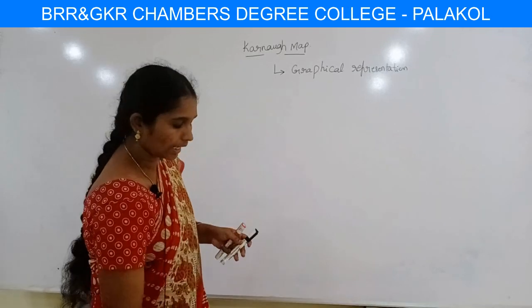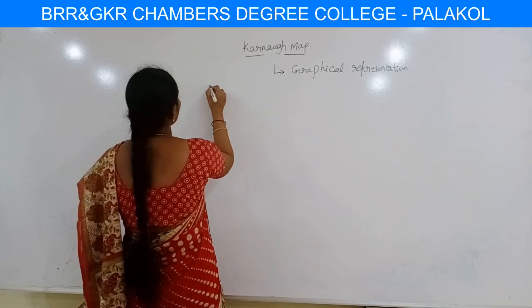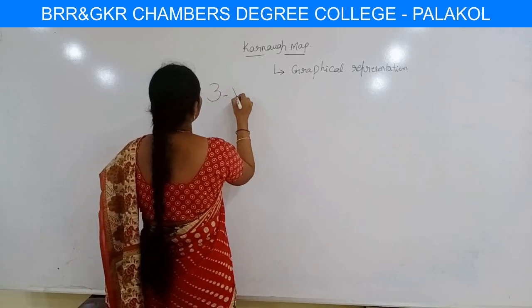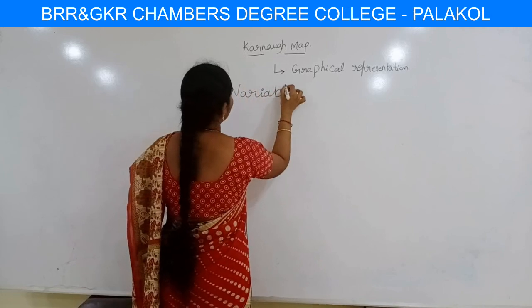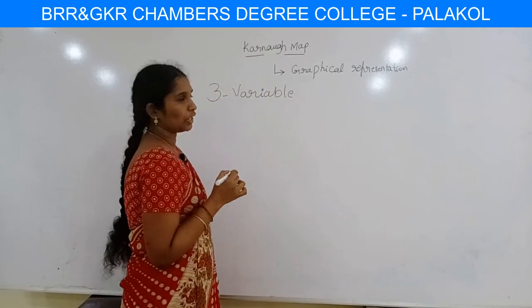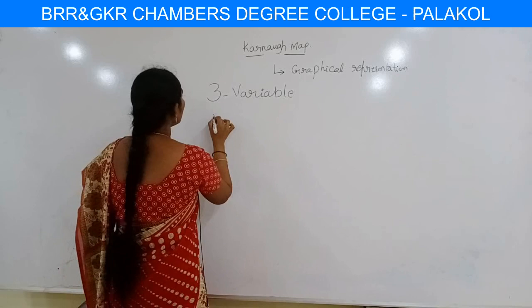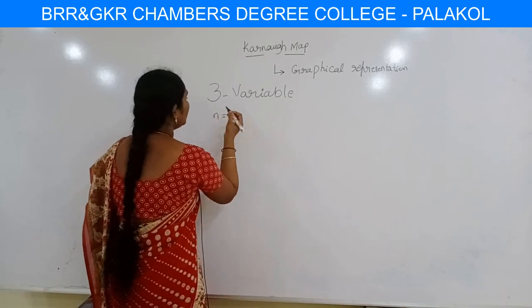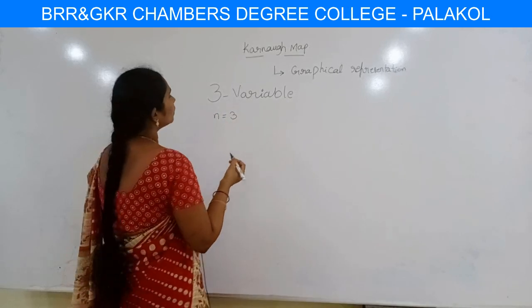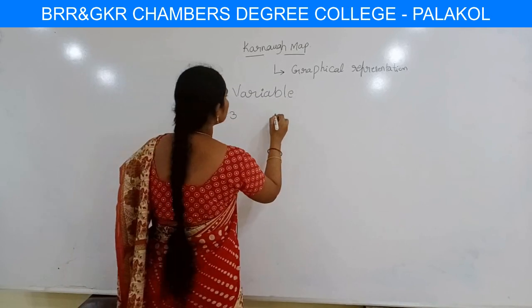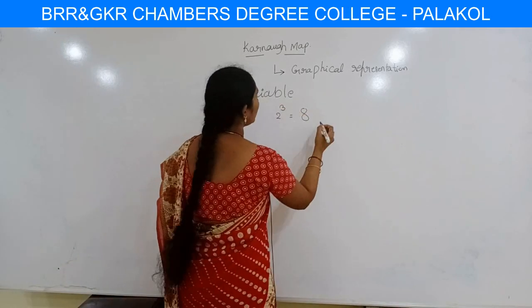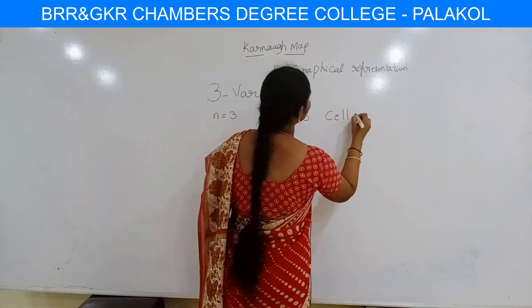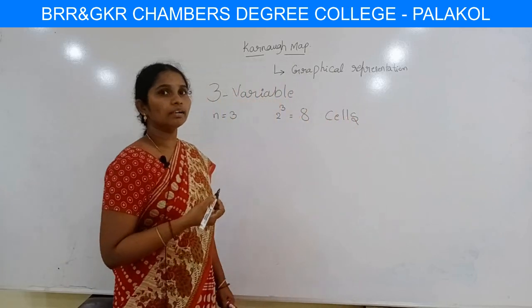So that is a 3 variable representation. Now 3 variable is nothing but we consider 3 inputs. Now how many cells are there? That is nothing but 2 cube. So therefore the cells are 8 cells.